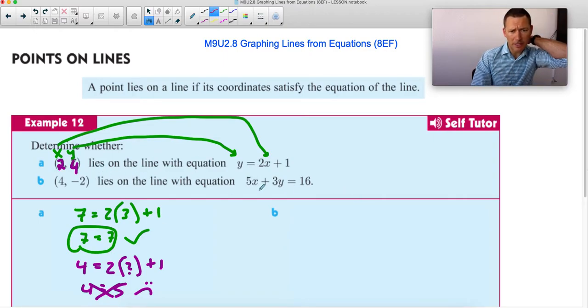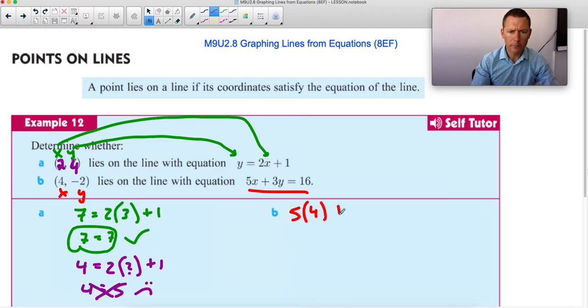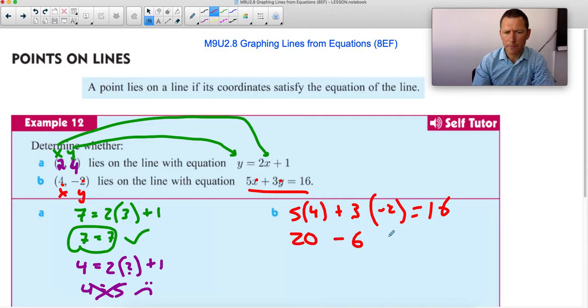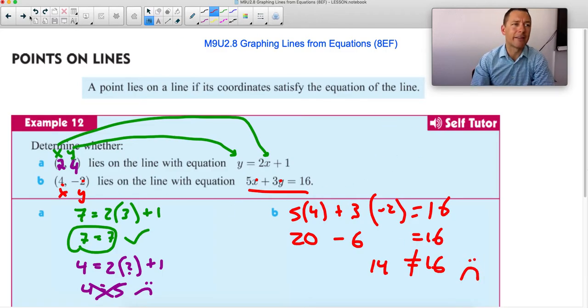You can play the same game even if it's in standard form. You put in the x, you put in the y, and you see if it's true. So this is 5 times 4 plus 3 times negative 2. And I want to get 16 out of it. Right, so I put the x in for the x and the y in for the y, and I see if I get a true statement. This is 20 minus 6 equals 16. Is that true? No, that's 14. Does 14 equal 16? Heck no. So this point doesn't lie on the line. Where is it? I don't know, just not on the line.